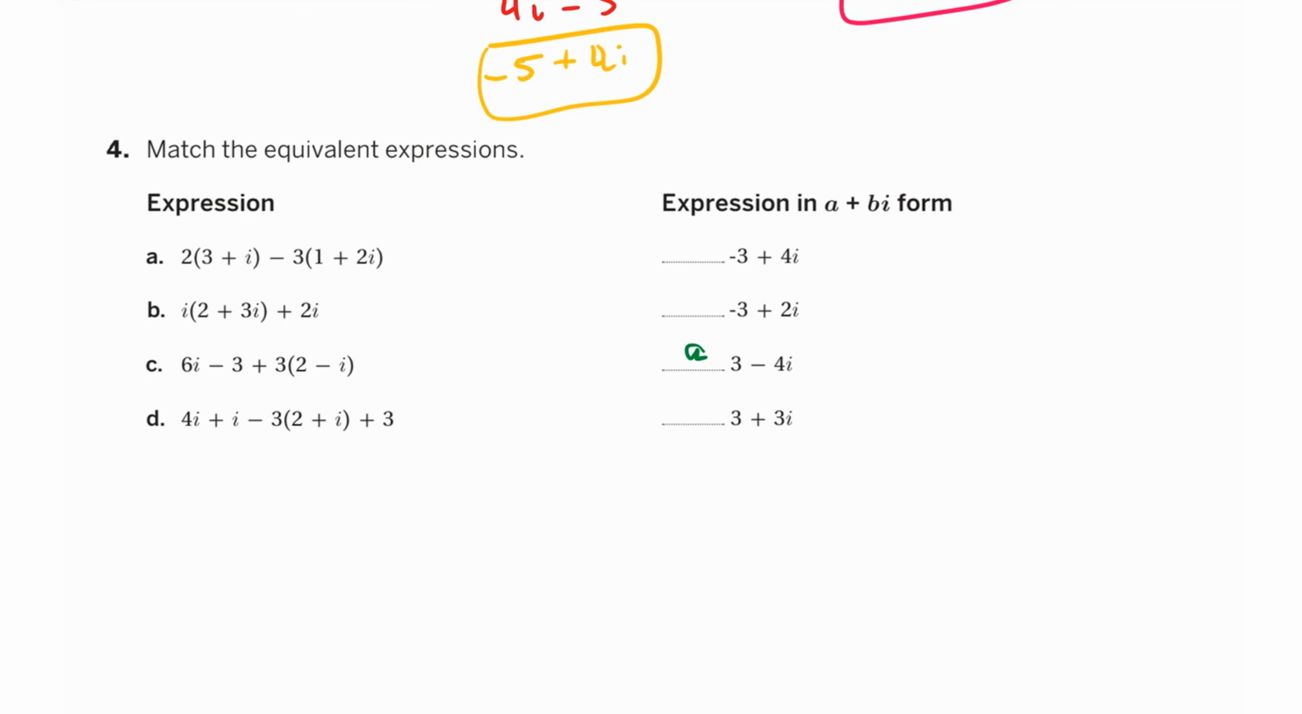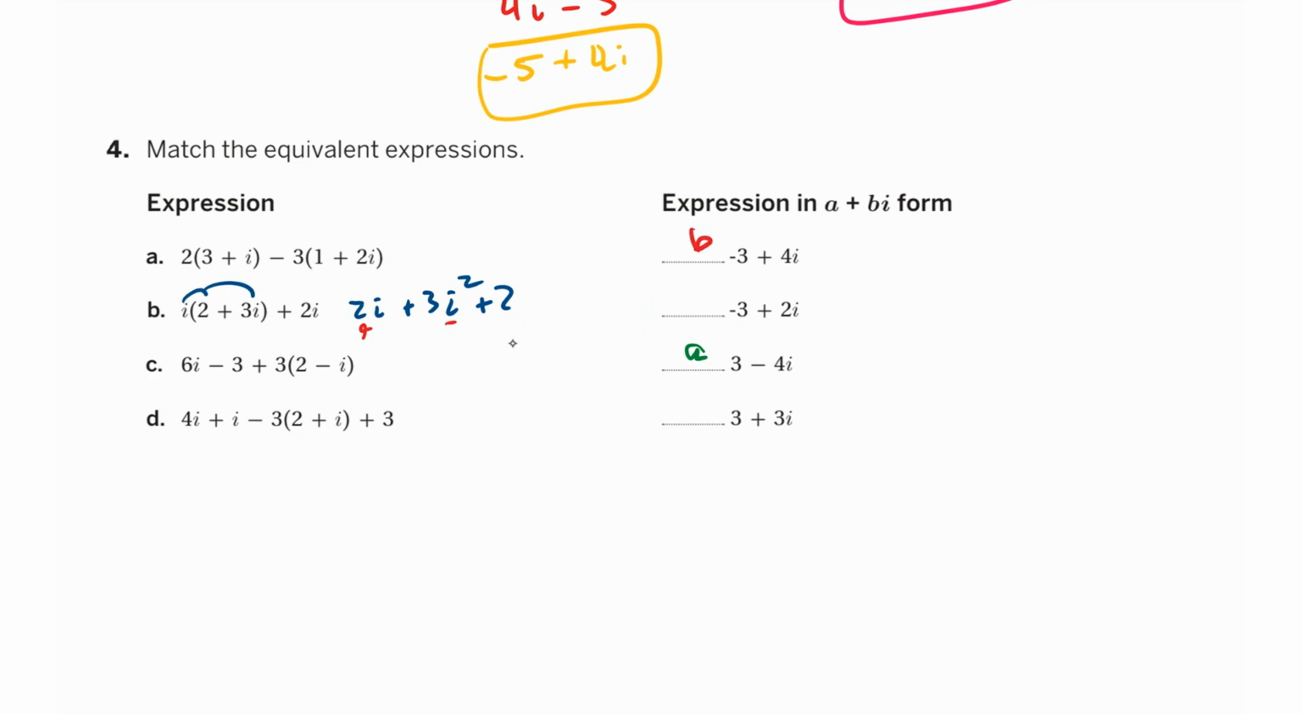Next up, distribute to get 2i plus 3i squared plus 2i. This i squared becomes -1. So if I do 2i plus 2i, I get 4i plus 3i squared. The i squared becomes -1, which I'm switching around to become -3 in the front plus a positive 4i, which tells me that this one is B.